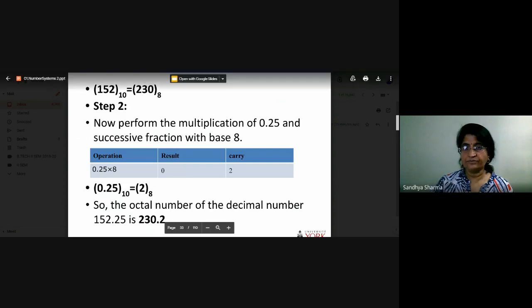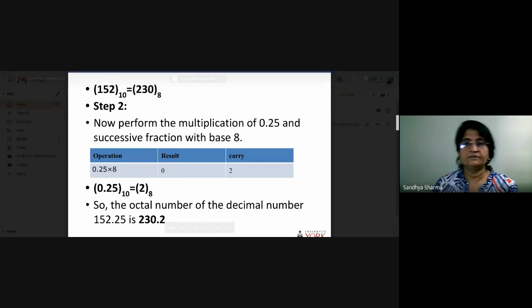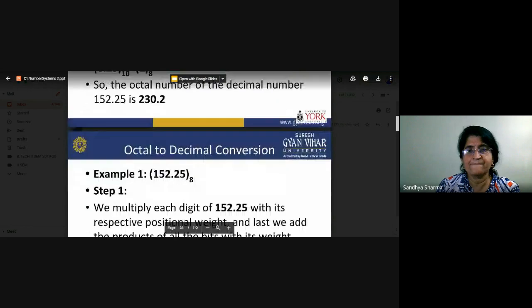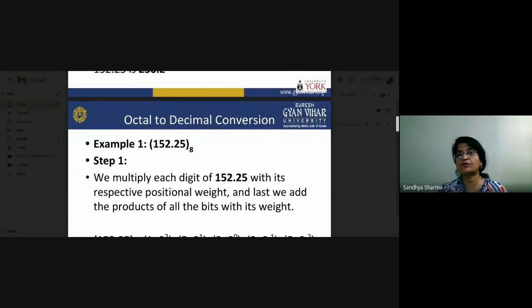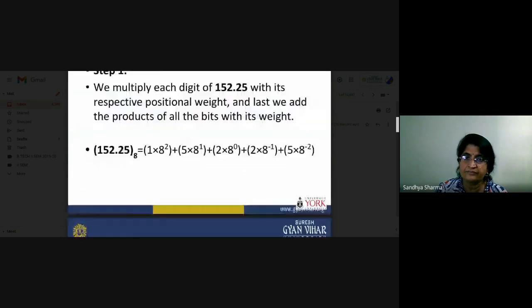So I'm just showing you. I think you are more clear on these values, how you can convert your system. Now again, you are given the octal and you have to convert it into decimal. There is a certain rule: decimal to octal, octal to decimal. This is the octal number, and you have to multiply this octal number with the respective position weight. And what is the respective position weight? Here it is.